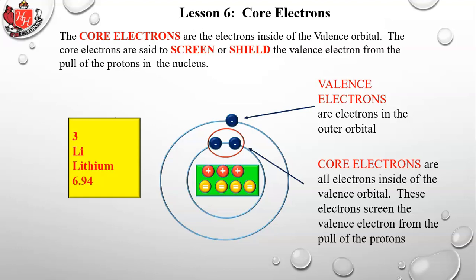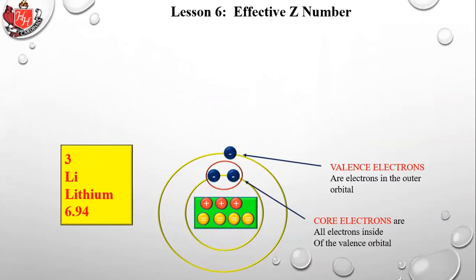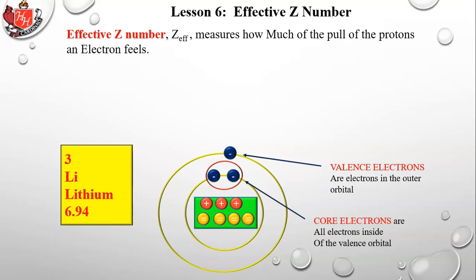So how do you account for the fact that the two core electrons are shielding, that is kind of blocking out the pull of the protons on that outer valence electron? And it's actually a very simple formula. So the effective Z number, expressed as Z effective, measures how much of the pull of the protons each electron feels. So the Z effective is simply the Z number minus the number of core electrons.